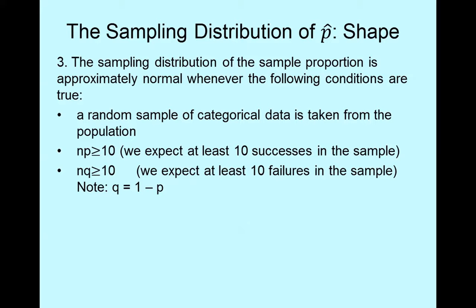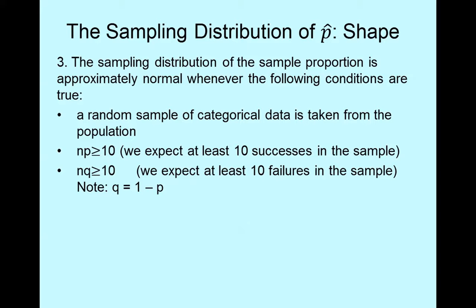What about the shape of the sampling distribution of the sample proportion? Well, it's going to be approximately normal whenever the following conditions are true. Number one, you need to take a good simple random sample of categorical data. The number of successes you expect needs to be at least 10. Now n times p is how many observations you have times the probability of getting what you've called a success, and we want that product to be at least 10.